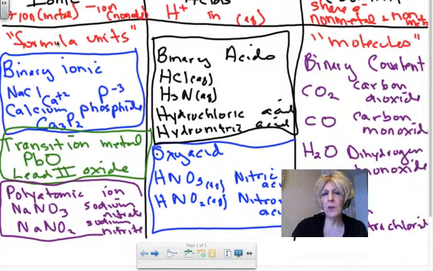The very first nomenclature that you learned was ionic nomenclature. In ionic nomenclature, you're always going to see a metal and a nonmetal. Remember that metals like to form positive ions. We call those cations. They tend to lose electrons. And nonmetals, which we call anions, tend to gain electrons. These are the ionic nomenclature rules.